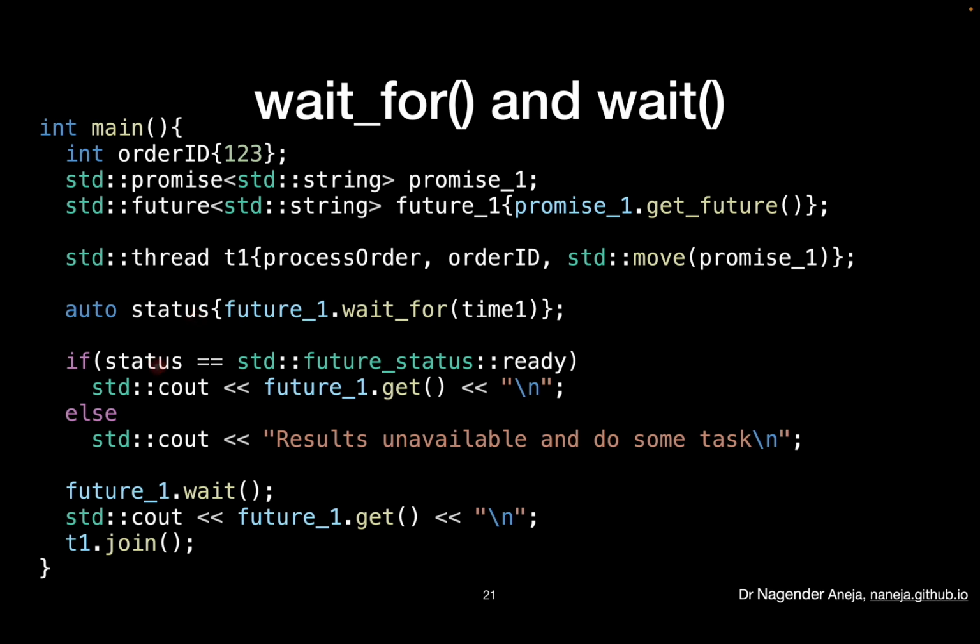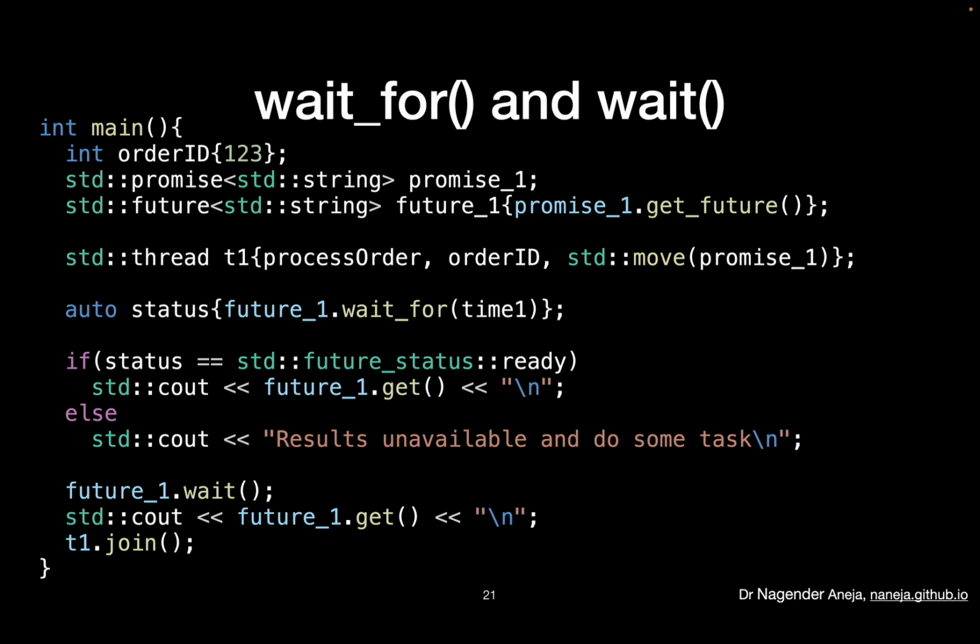So we say if status is equal to standard future status is ready. If the standard future status is ready, it means the data is available and we can call the get. Right, so in the wait or wait for, we need to call the get. It's not automatic. In the get, the wait is automatic, right? So if we have said wait, then we can only know that data is available, but we need to call the get again. So if this status is future status ready, then we can call the get.